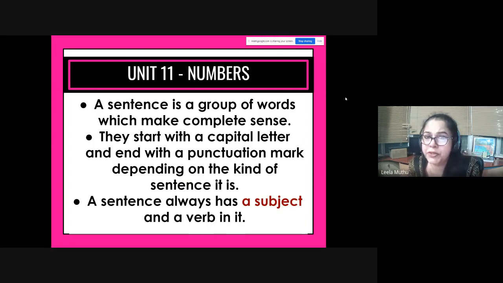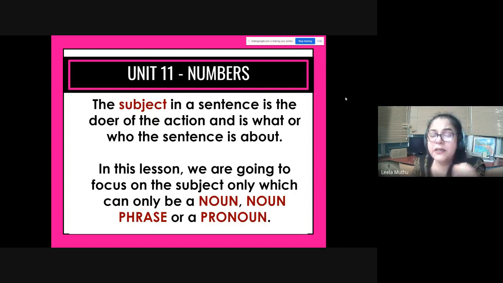And a sentence always has a subject and a verb in it. So right now we are going to be concentrating on subject. You all know what a subject is. A subject is the doer of an action, the person or thing on which the sentence is focused. Okay? So the doer of the action, the person who's done the action, is the subject in a sentence. Okay? So for this lesson, we are going to focus on the subject only. We'll do a little bit of focusing on the verb as well, because it is connected. But right now it's only going to be focusing on the subject in a sentence.